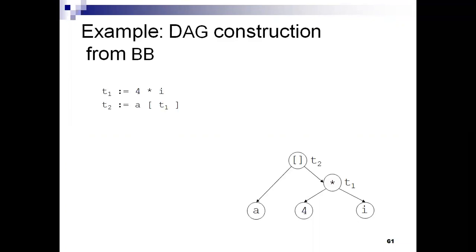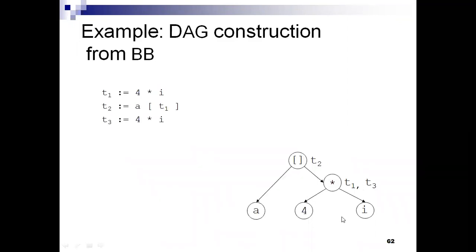T1 is equal to 4 into I. T2 is equal to A of T1. See how I represent the DAG here. A of T1, right? T2 is equal to A of T1. What the T1 is? 4 into I, right?